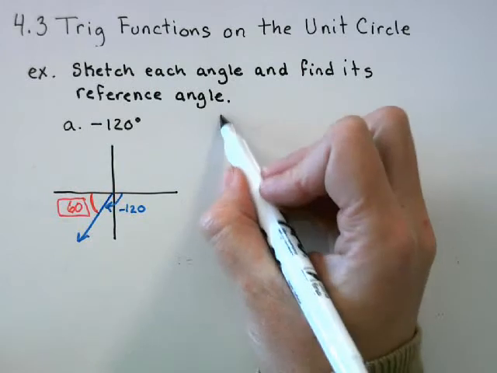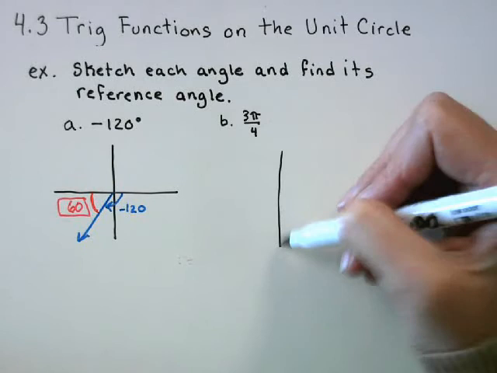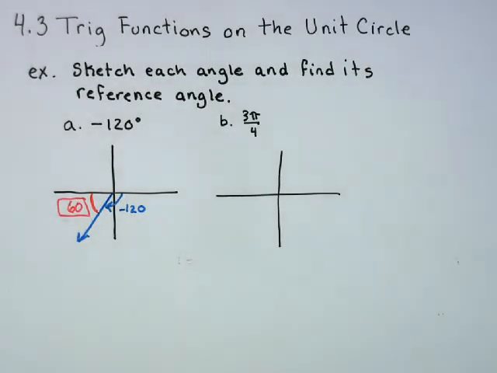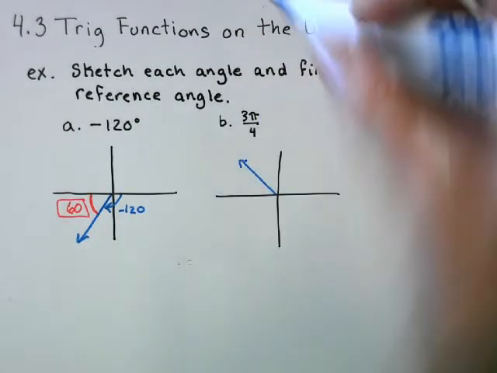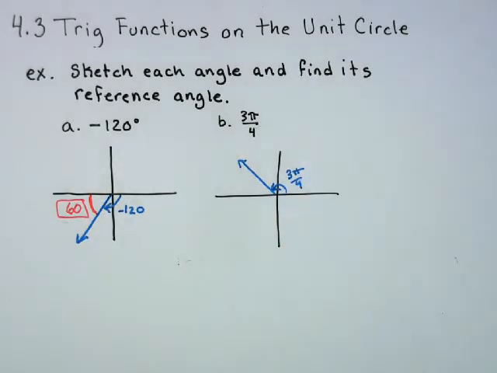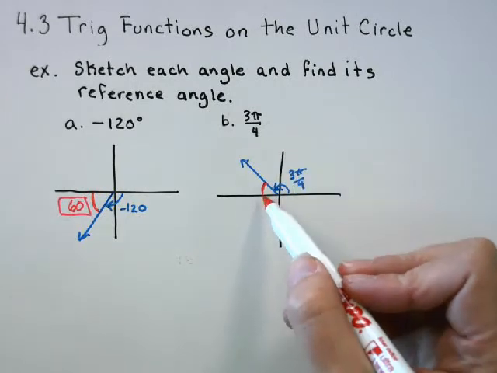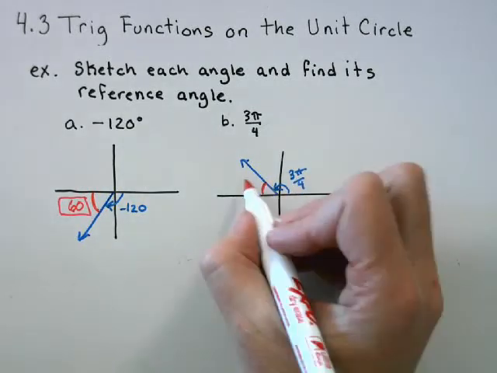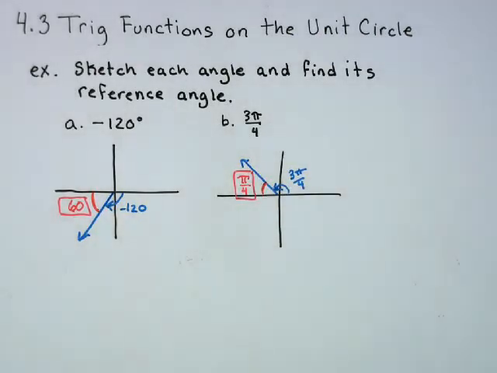Next one I'm going to do is 3 pi over 4. Okay, 3 pi over 4 is halfway in this quadrant. So this is 3 pi over 4. The reference angle is going to be the angle here. So how much more would I need to get to pi in this case since we're in radians? So this answer is going to be pi over 4.